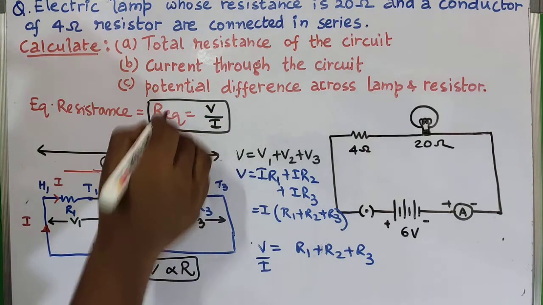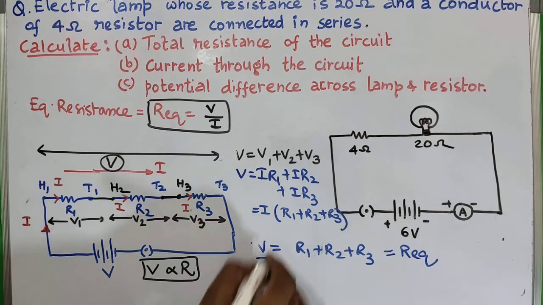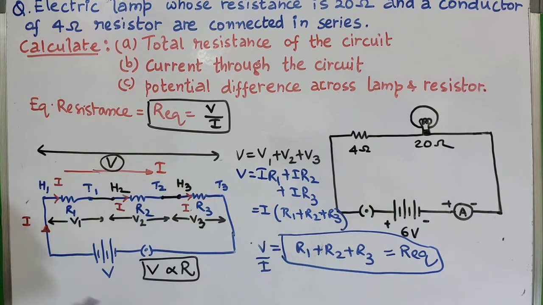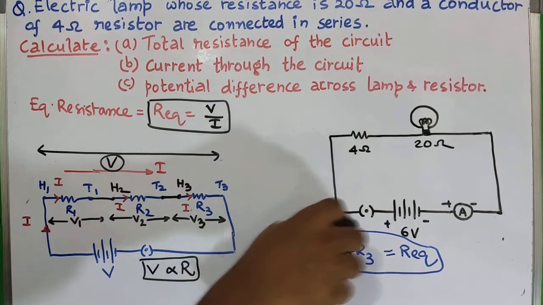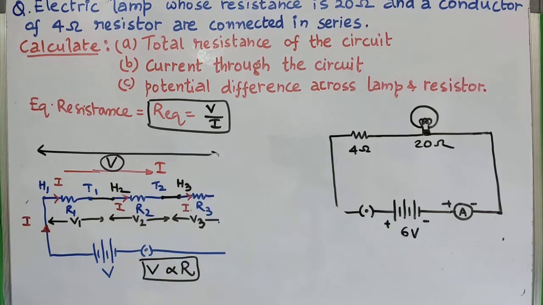What is V by I? The equivalent resistance of the circuit. So what is the equivalent resistance of series combination? R equivalent is equal to R1 plus R2 plus R3. So we have to do the summation of the resistances. Suppose in this case n resistors are connected in series.